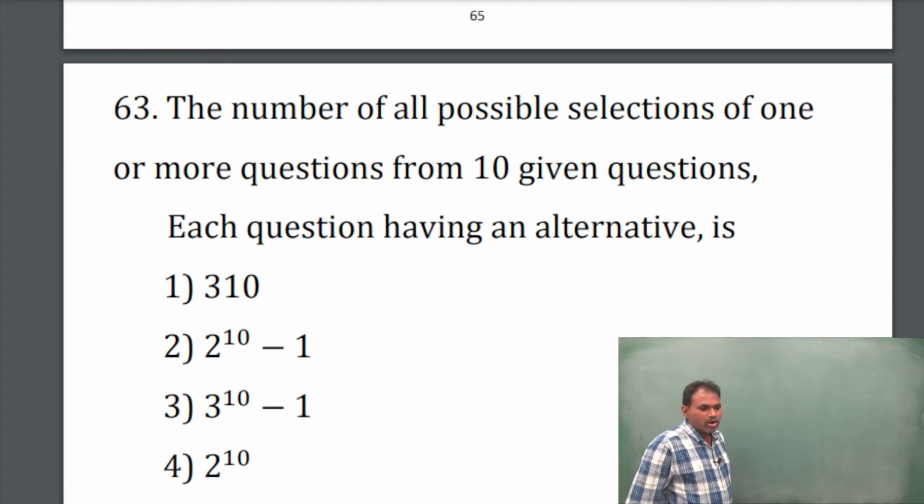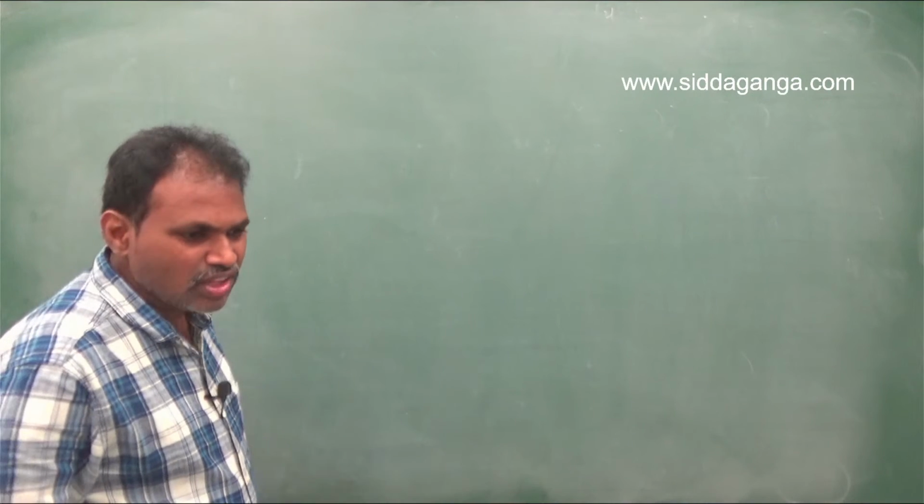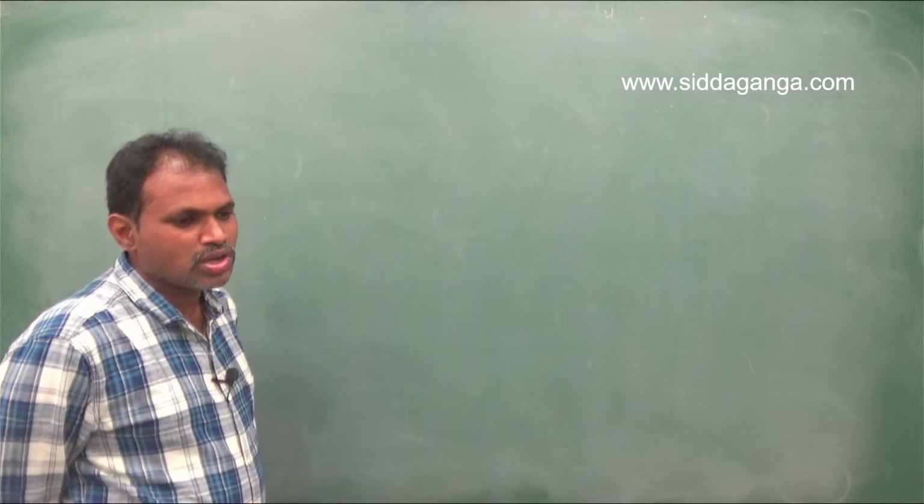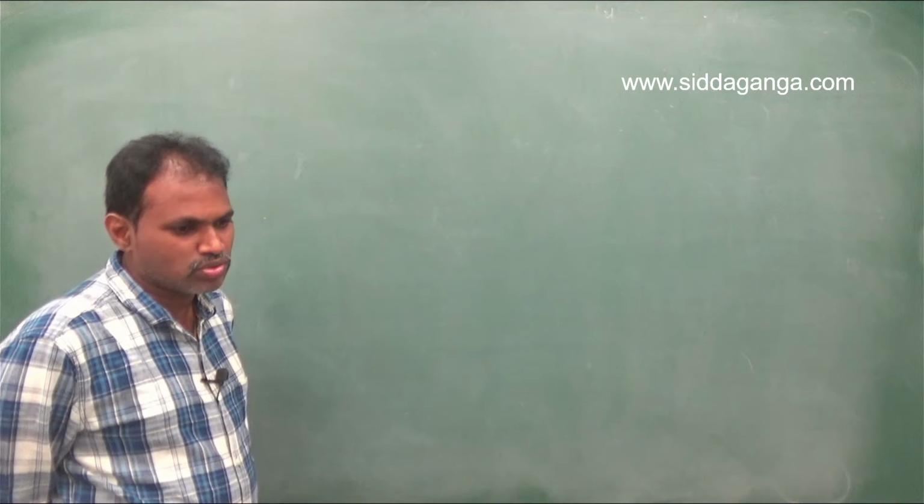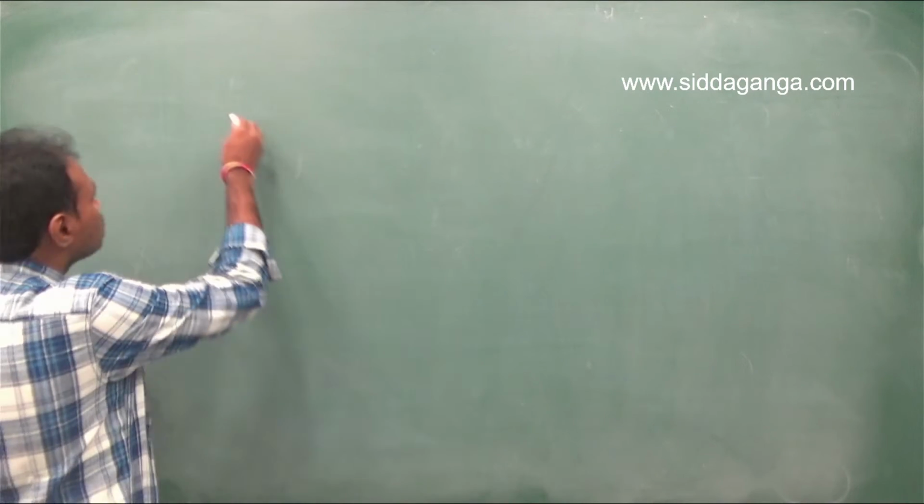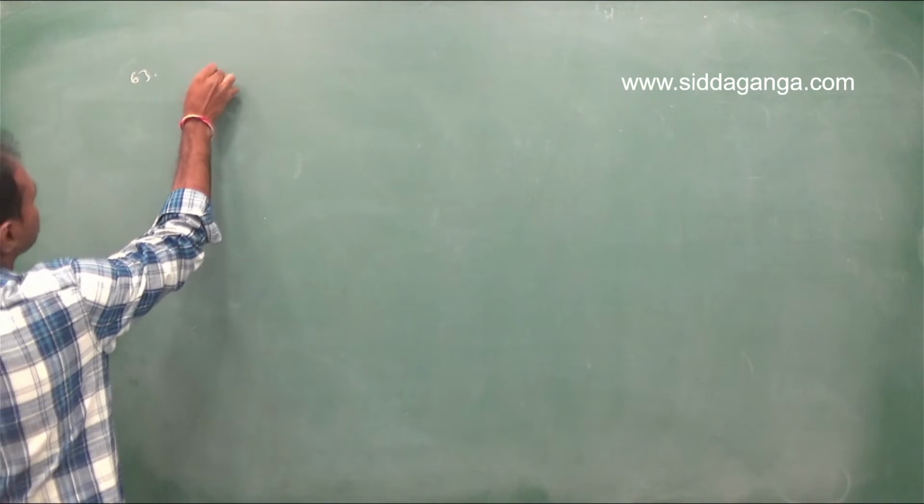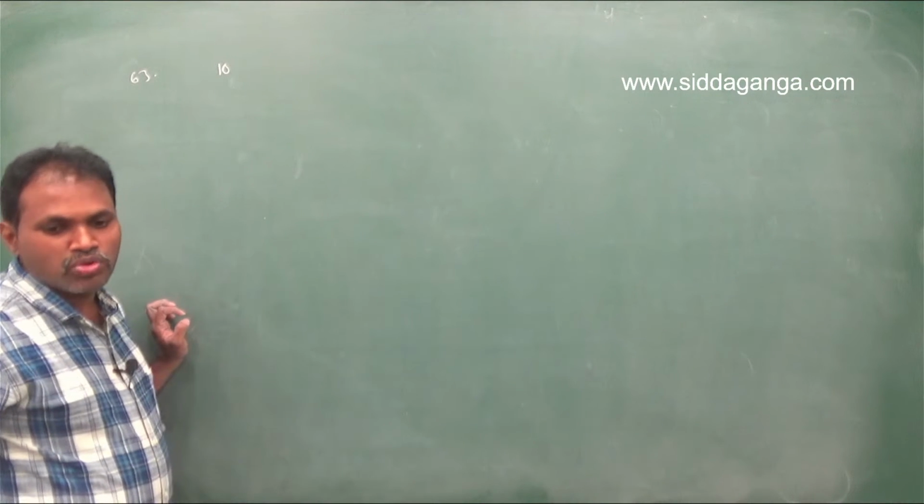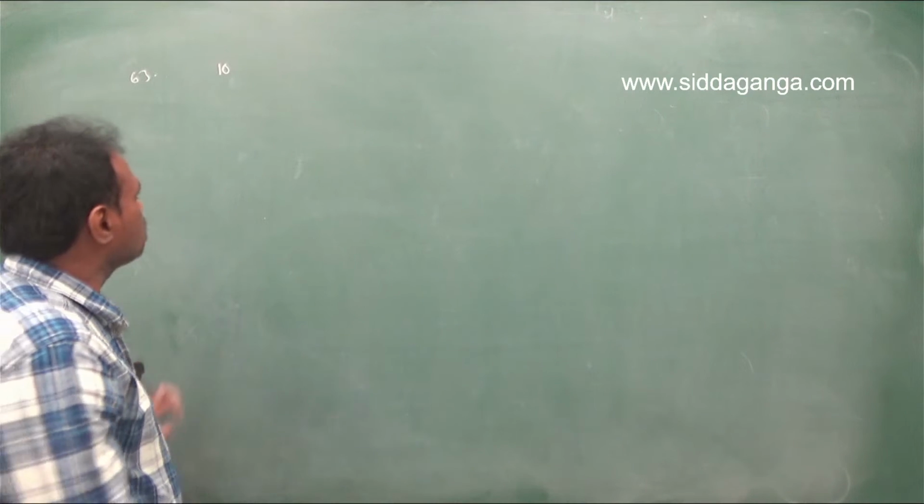The number of all possible selections of one or more questions from 10 given questions, each question having an alternative, is. Here, our question is the number of all possible selections of one or more questions from 10 given questions, each question having an alternative. Total 10 questions are there. We have to select one or more than one.